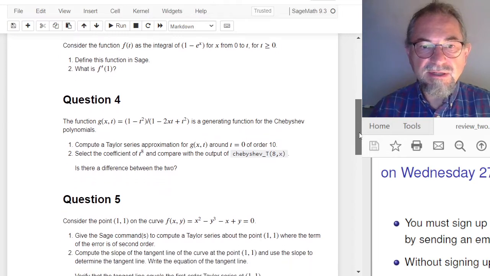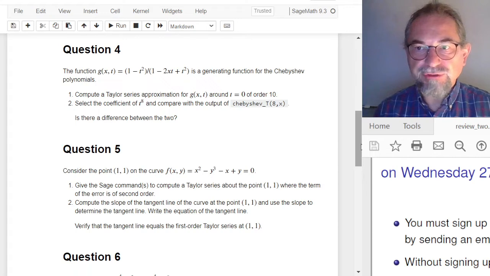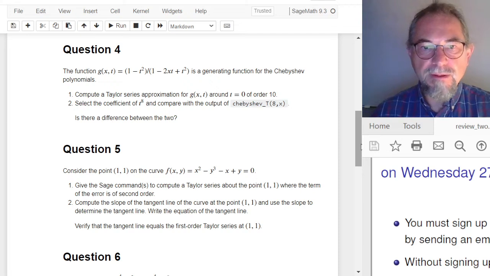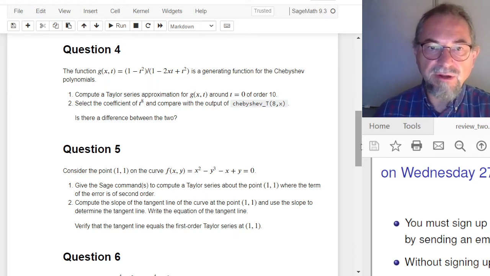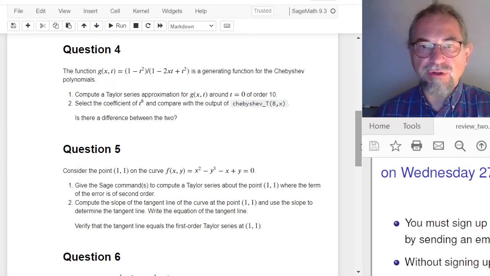Taylor series. One can define the Chebyshev polynomials via a recursion. We have used that example to illustrate memoization. Chebyshev polynomials are so important that they are already predefined in Sage. And here one can define the Chebyshev polynomials as the coefficients of a Taylor series approximation for a generating function. There is a difference between the two, but they are actually equivalent.